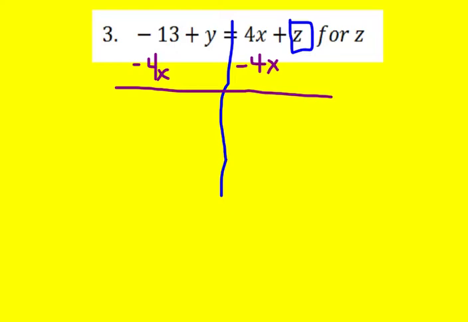So on the right-hand side, these cancel. And on the left-hand side, I'm just going to have a list of the things that you see here. So we had negative 13 already there, plus y. And now I have also a minus 4x. And that is equal to z. So in one step, I was able to get z by itself. That is our answer.